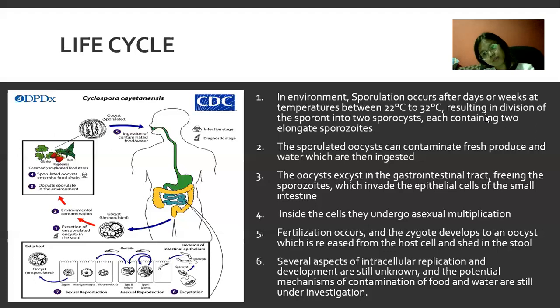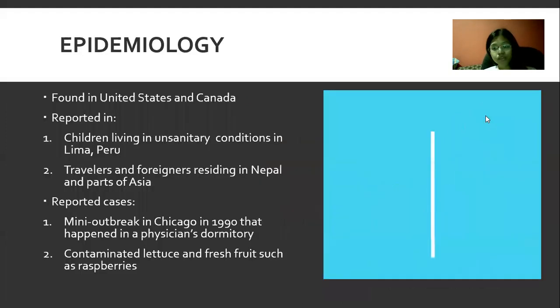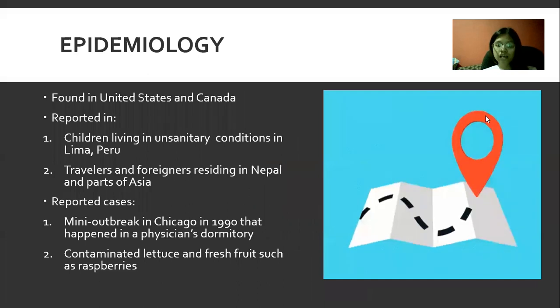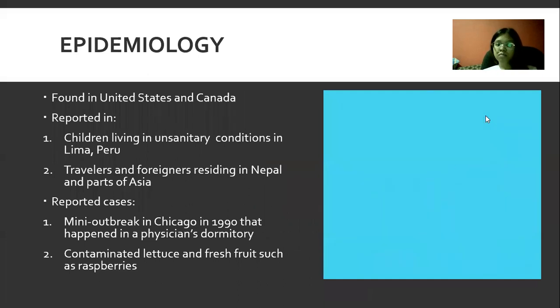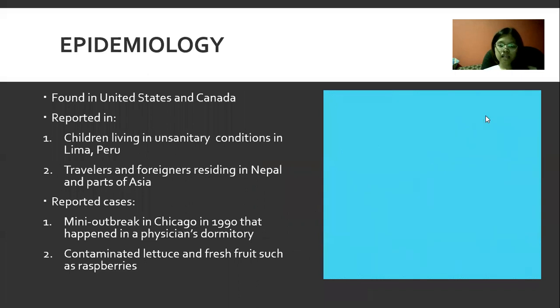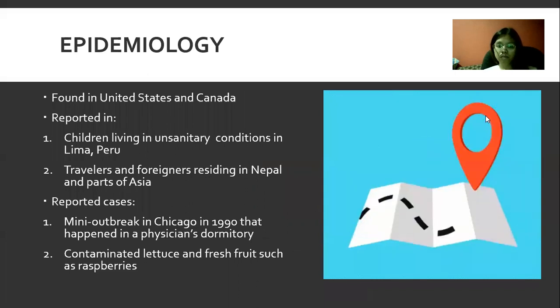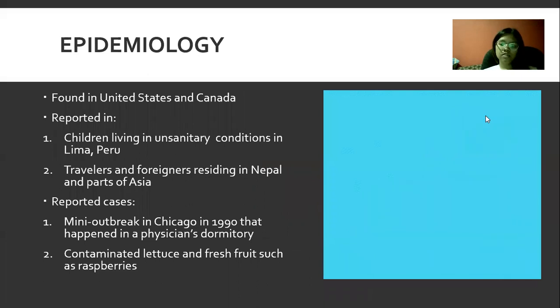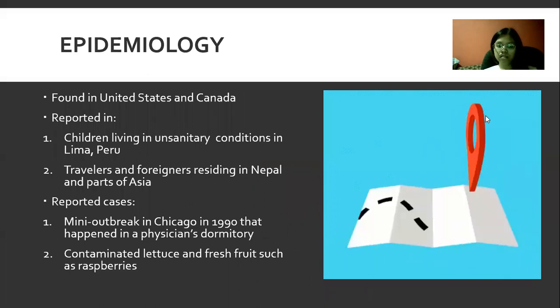So katulad po ng mga nauna nating organism, ang ating Cyclospora cayetanensis has two reproduction. It has sexual and asexual reproduction. So it is found in United States and Canada. It is also reported in children living in unsanitary conditions in Lima, Peru, travelers and foreigners residing in Nepal and parts of Asia.